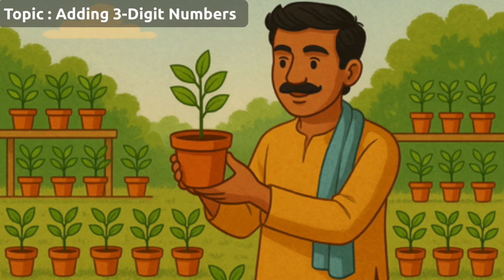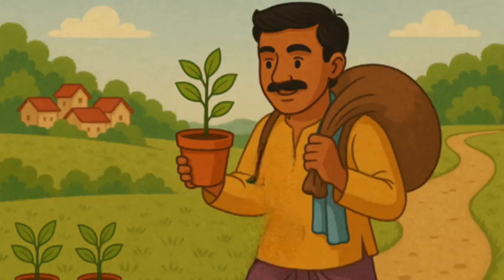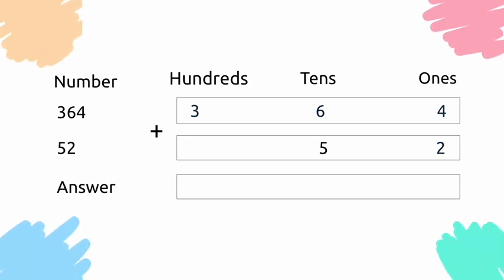Kishan's nursery. Kishan runs a big plant nursery and he has a lot of saplings for villagers to grow in their houses. He had 364 saplings at first. Kishan's trip. One day, he visited his friend's village and brought 52 more saplings. How many saplings does Kishan have now? Let's add 364 saplings and 52 saplings to find out how many saplings Kishan has in total.